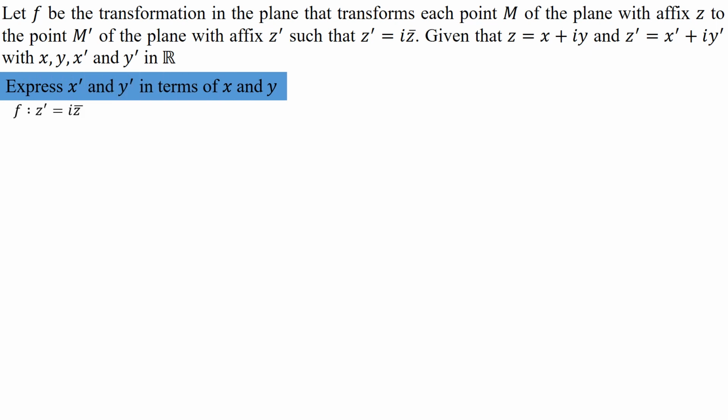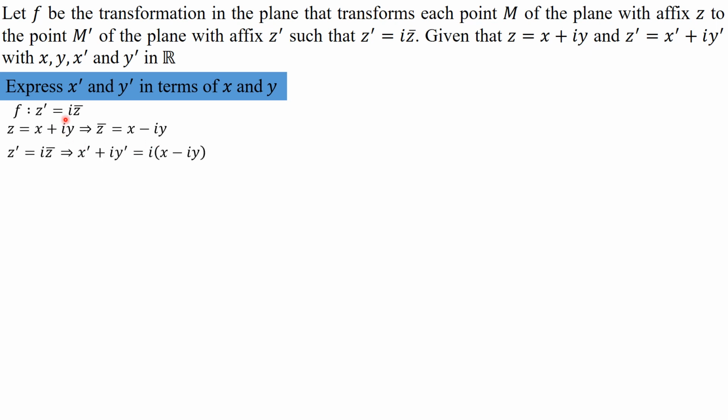So what happens is that my transformation f transforms the point M with affix z to the point M prime with affix z prime, such that z prime is equal to i z bar. Now z bar is just the conjugate of the complex number z. So having z to be x plus iy means that z bar is equal to x minus iy. That's the conjugate of x plus iy.